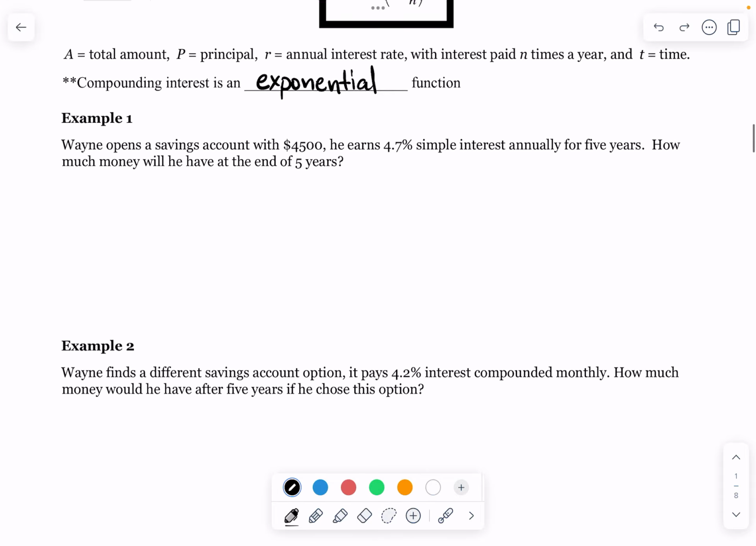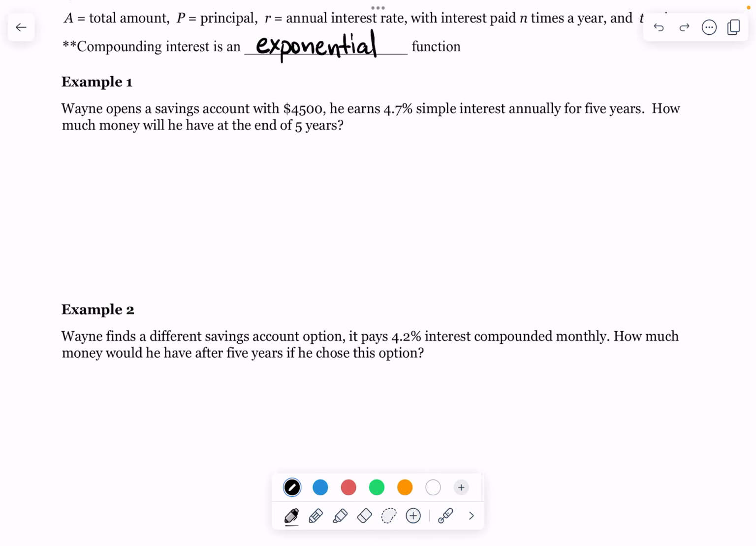We're gonna look at two examples here to kind of compare the two ways of earning interest, okay? In example 1, we have a savings account that starts with $4,500, and he has the chance to earn 4.7% interest, but just a simple interest for 5 years. How much money will he have at the end of that time? And then in example 2, we'll look at it instead with a lower interest rate, but with a higher growth because it will be compounding monthly. Okay, well, a higher growth in comparison.